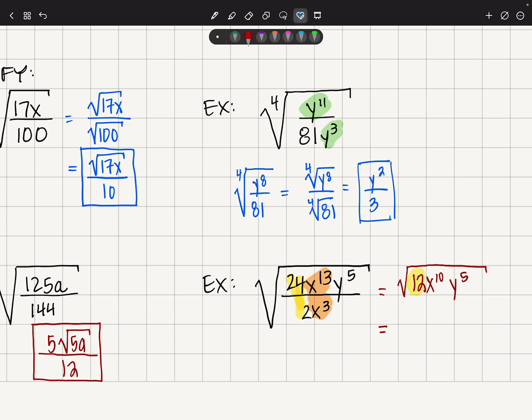So the square root of 12, we're going to take 12 and break it down. 2 goes into 12 6 times. 2 goes into 6 3 times. And I've got a pair of 2's. So a 2 will go to the outside along with an x to the 5th, y squared. And then I'll have the square root of 3y left over.